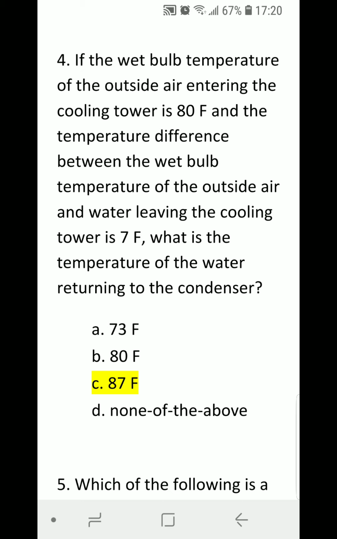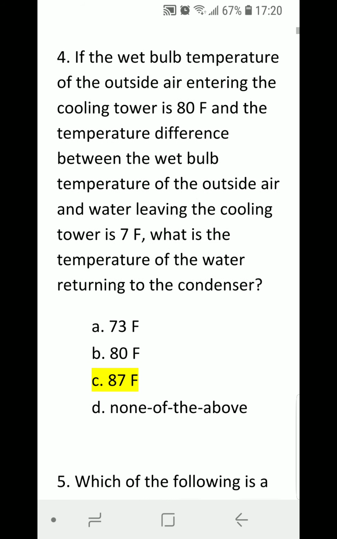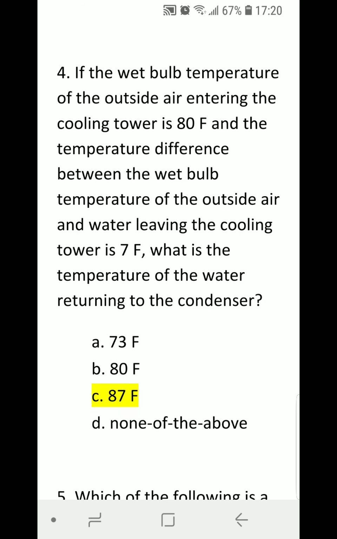So the question was the temperature of the water returning to the condenser. To solve that, we just have to add 7 Fahrenheit plus the 80 Fahrenheit wet bulb temperature. So 80 plus 7 is equal to 87. That's the temperature of the water returning to the condenser.